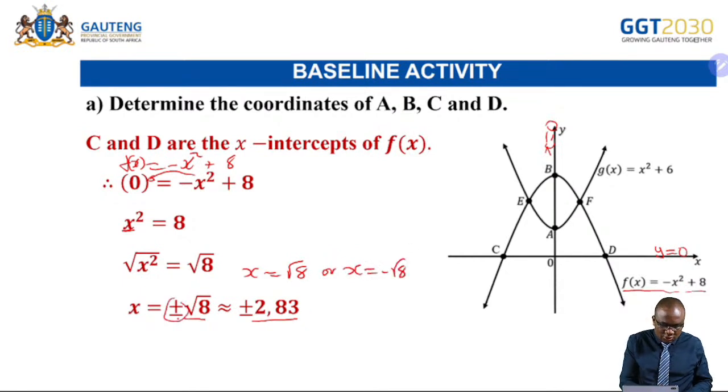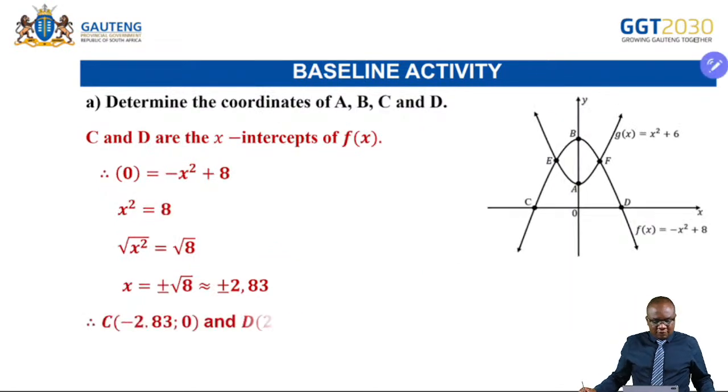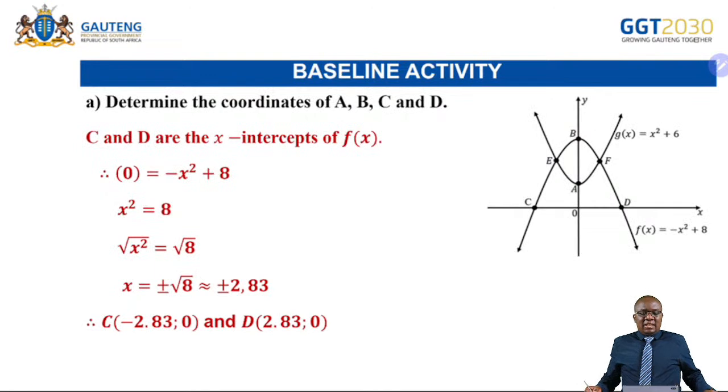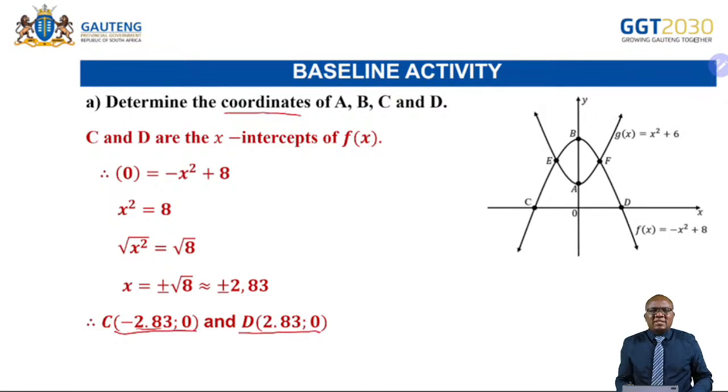This is 2 different things, okay? Now we have the coordinates of C and the coordinates of D, with the x coordinates in 2 decimal places. Say the coordinates, okay? So we have both x and y. Okay, now let's move on to the next part.